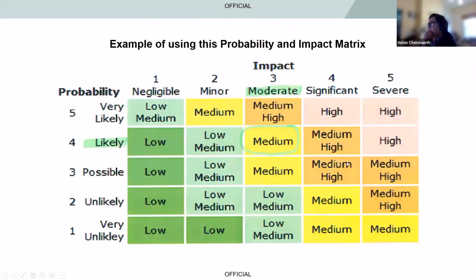So in the same way, you might say in a particular situation, yep, we've done a bit of thinking about what the probability and impact is, and we're saying that this particular issue is a medium risk, then we can work on it at that level.